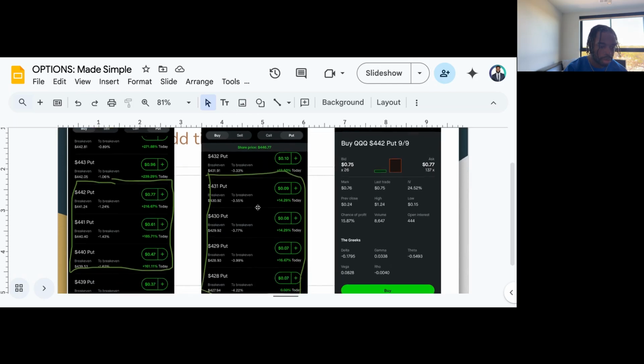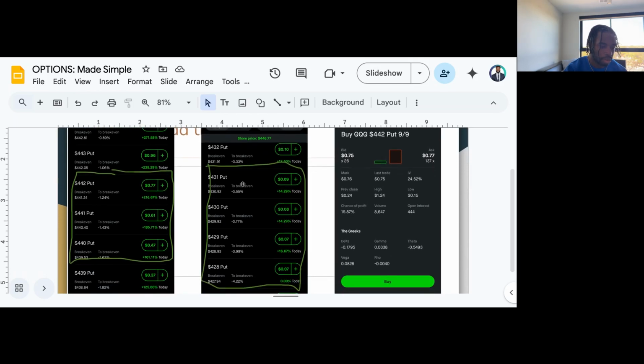Okay, and then the ones that are way too far out of the money, like if the current price is 446 and you're picking like a 431 put, you're cooked. Because this is $9, $8, $7, and then $7 again. You know something's wrong here. These options are not selling. $15 out of the money, 15 to 20 strikes out of the money, is way too far.